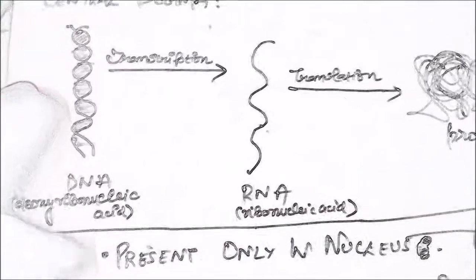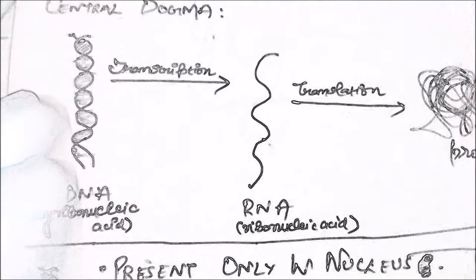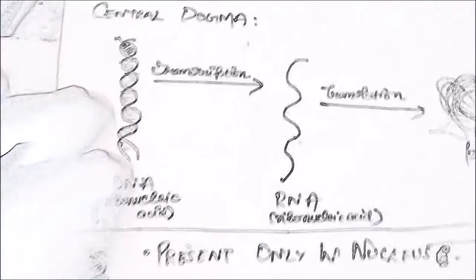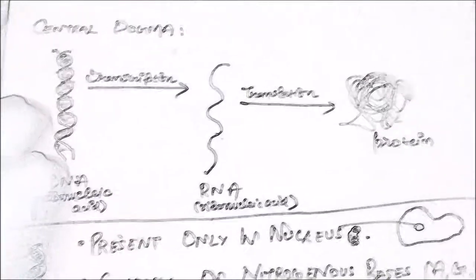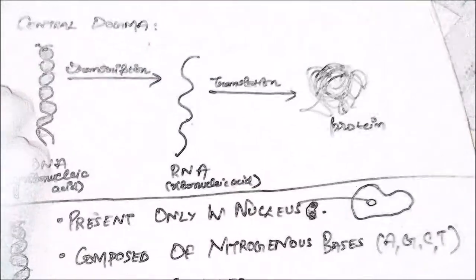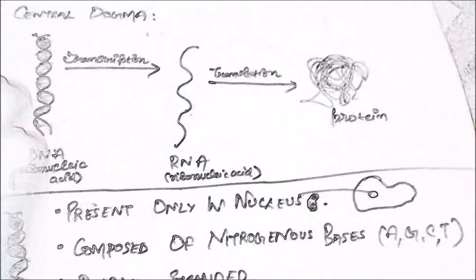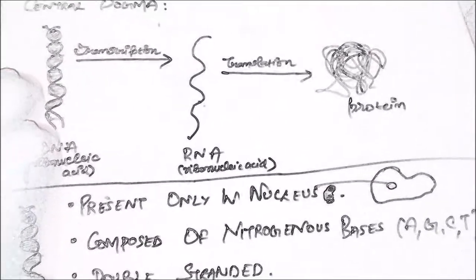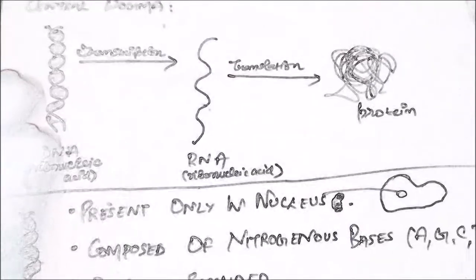To understand better, we need to get to know more about DNA, RNA, and protein. DNA is basically present only in the nucleus. It is composed of nitrogenous bases. The nitrogenous bases are adenine, guanine, cytosine, and thymine. There are 4 types of nitrogenous bases constituting DNA.